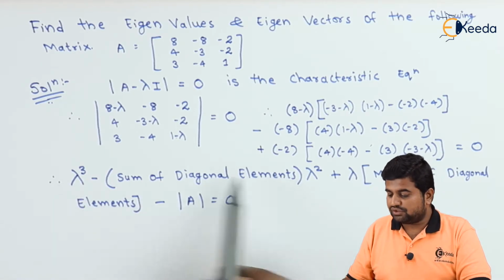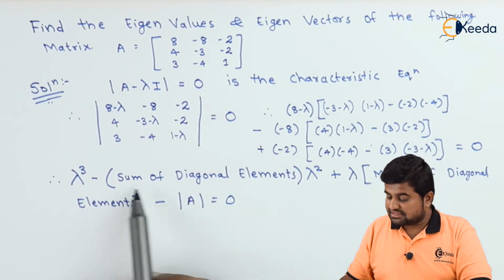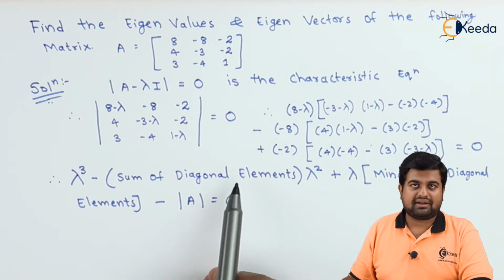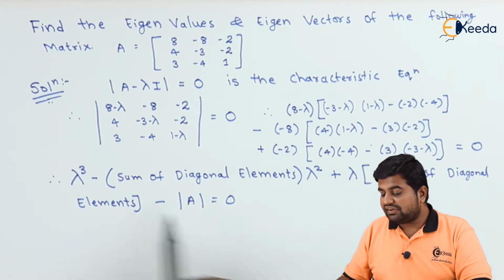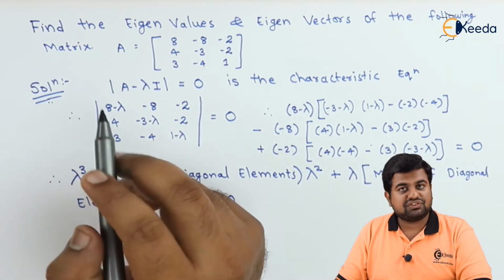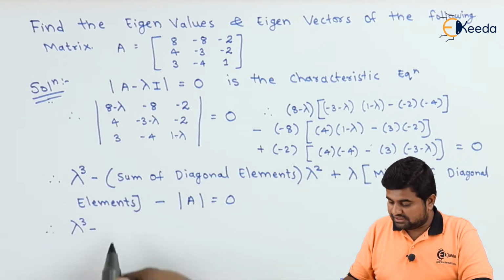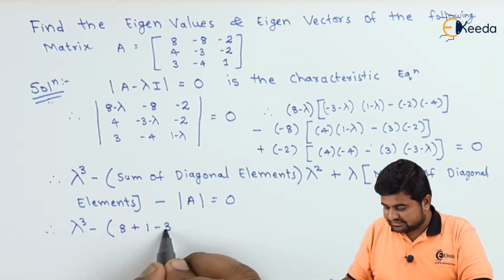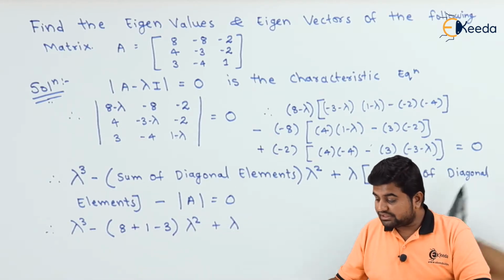Lambda cube minus sum of diagonal elements, that is 8 plus minus 3 plus 1, which is going to be 6. Now the sum of the diagonal elements is also called the trace of a matrix. Trace, T-R-A-C-E, trace of a matrix. So this is the sum of the diagonal elements, minors of diagonal elements, and the addition of the minors. So let us start with this. Lambda cube minus sum of diagonal elements, which is going to be 8 plus 1 minus 3 into lambda square plus lambda into minors of diagonal elements.